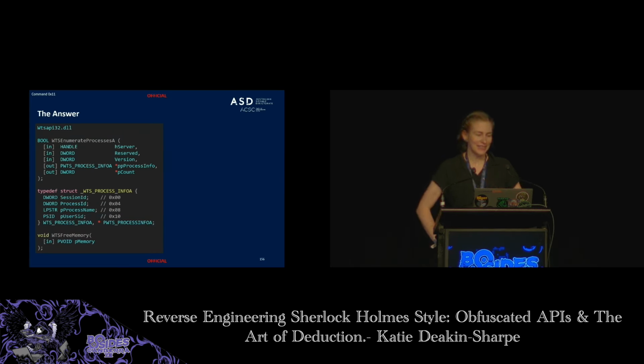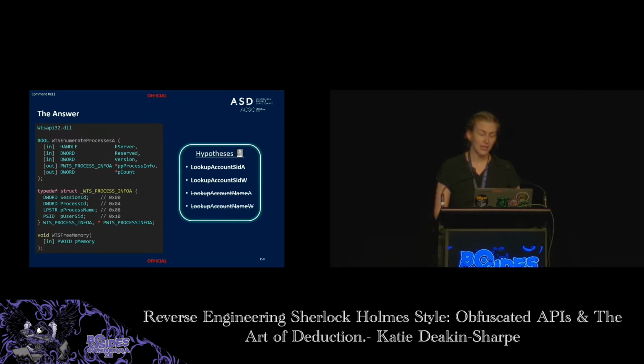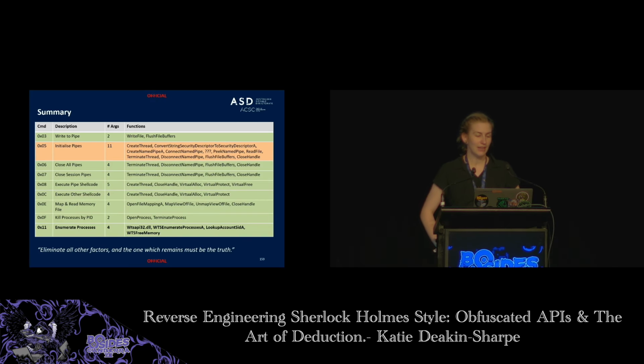Our mystery DLL is wtsapi32.dll. Our first function is WTSEnumerateProcessesA. As its 4th parameter, it has an output parameter, which is a list of process info structs. And our process info structs have, at offset hex 10 inside them, a pointer to the user SID. This means that our 2nd function is LookupAccountSid, either ASCII or wide, it doesn't really matter. And our 3rd function is WTSFreeMemory. We're enumerating processes, and then for each process, we're looking up some additional information about the account that started it.